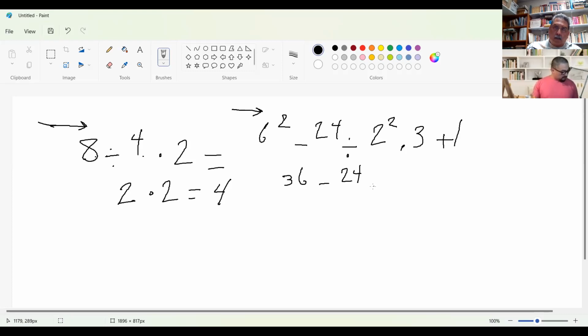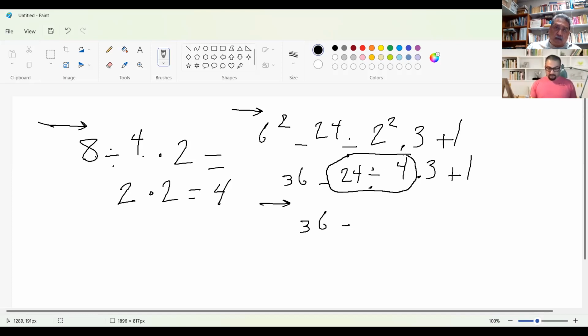Okay, divided by, here I take care of the exponent. 2 to the power of 2 is 4 times 3 plus 1. All right, so first we do the exponent before we do any other operation. Now, again, from left to right, we have 36 minus 24 divided by 4. 24 divided by 4 is 6 times 3 plus 1.